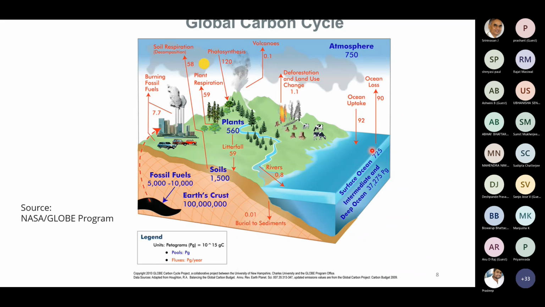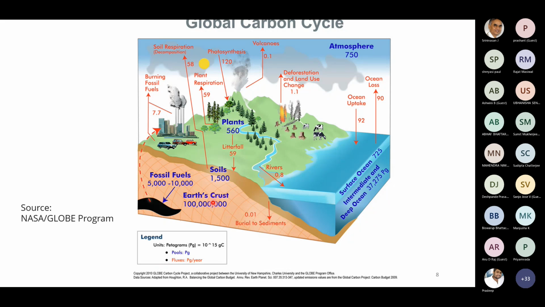Okay, 725 petagrams, while the rest of the global oceans, the intermediate and the deep oceans, have 50 times as much carbon. A large amount resides in fossil fuels, while there is much, much more in the Earth's crust. The vast majority of Earth's carbon is stored in the crust.